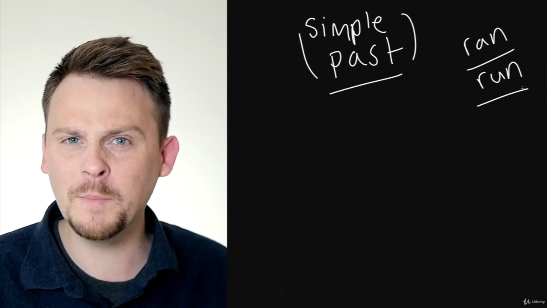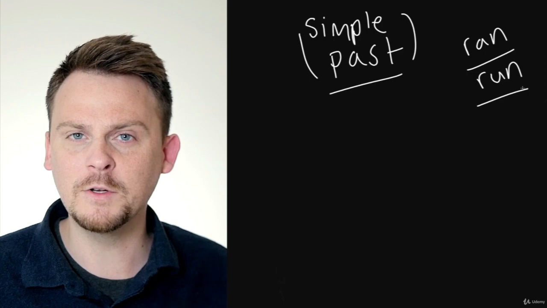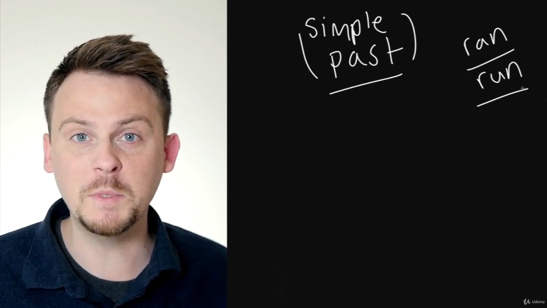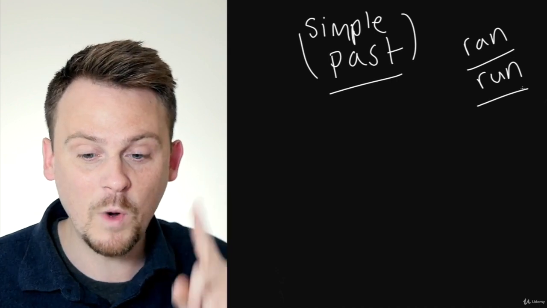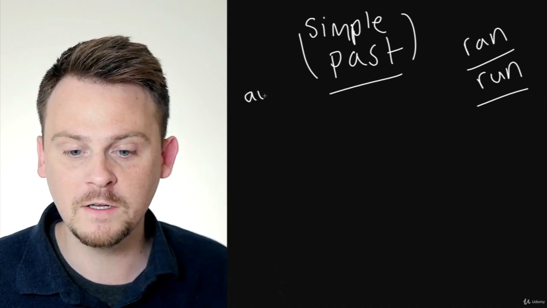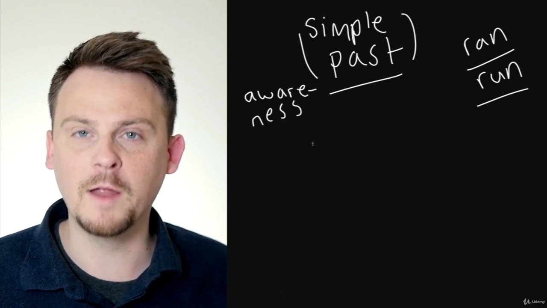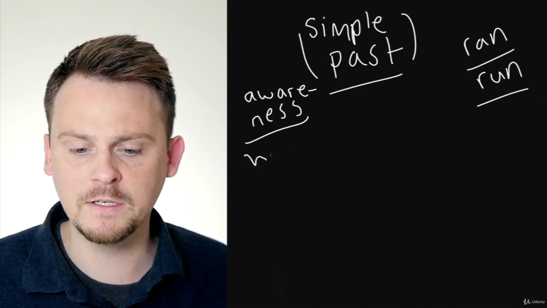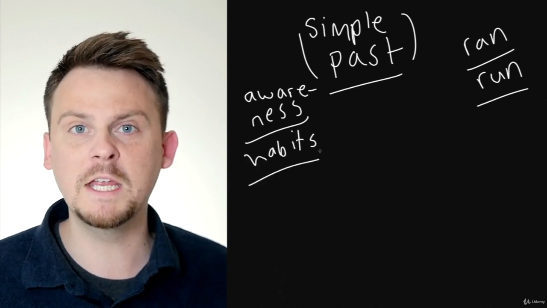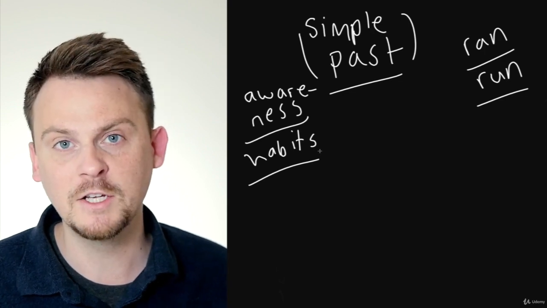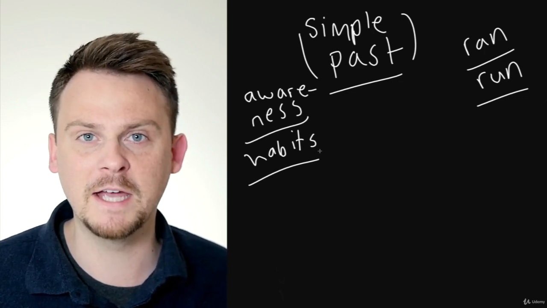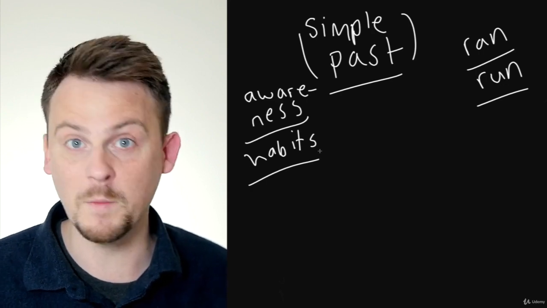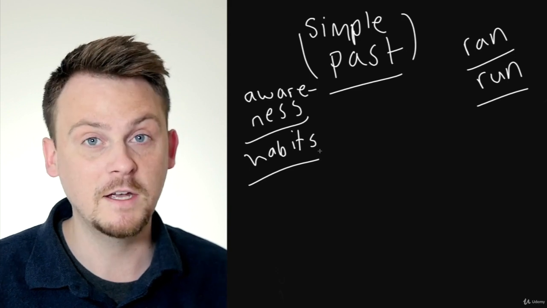So, gotta really pay attention. Slow down when you're speaking. Don't worry about speaking very quickly. You don't have to speak quickly. Speak slowly and listen. Be aware of yourself. Awareness is the key to changing habits. And one of the worst speaking habits for English learners is not changing very simple verbs into the past tense. So, awareness is the key to changing speaking habits. So remember that for everything, but especially for this lesson.